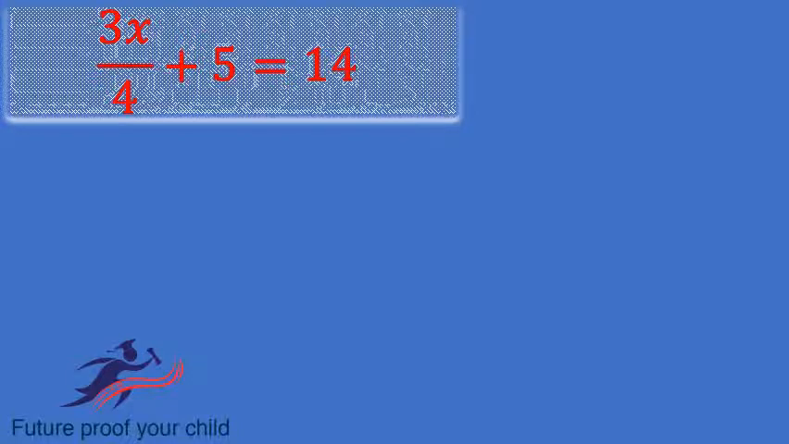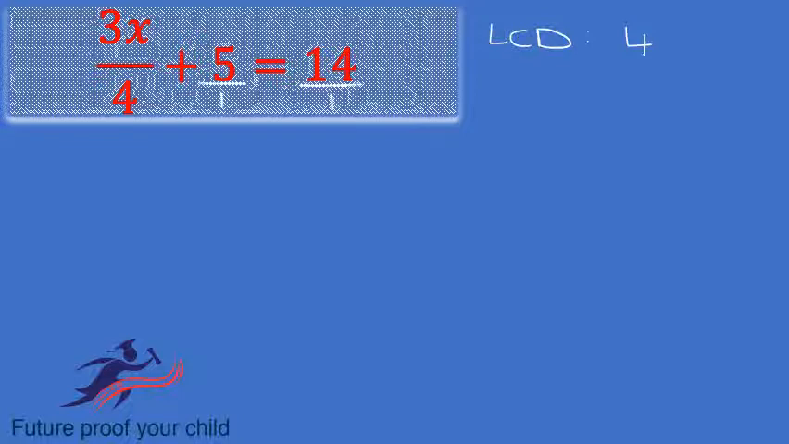In this question, it's very important to have a look and see where you've got fractions and where you don't. So for the 5, it is important to write it over 1, and the 14 to write it over 1. Then we find the LCD, the lowest common denominator. So for 4, 1, and 1, the lowest common denominator will be 4.